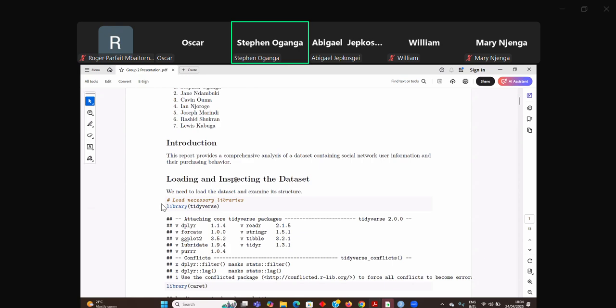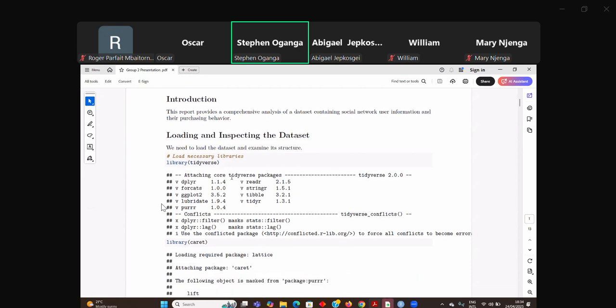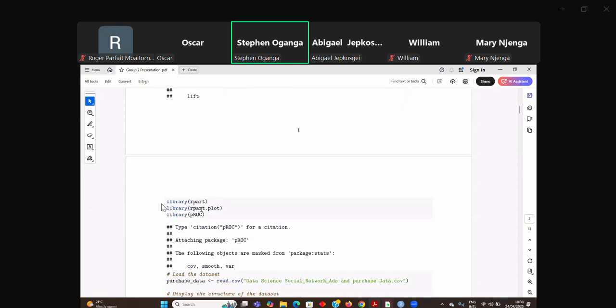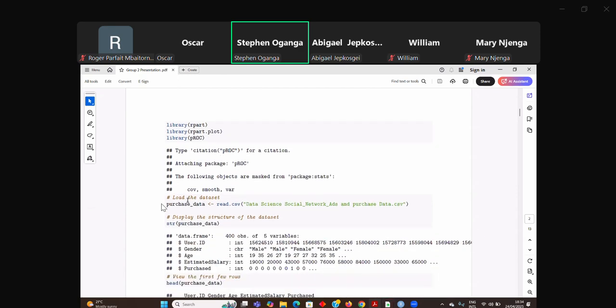So we did the loading and inspection of the data set. We had to load some libraries: the tidyverse, caret, rpart.plot, and pROC. And this is how we loaded the data.